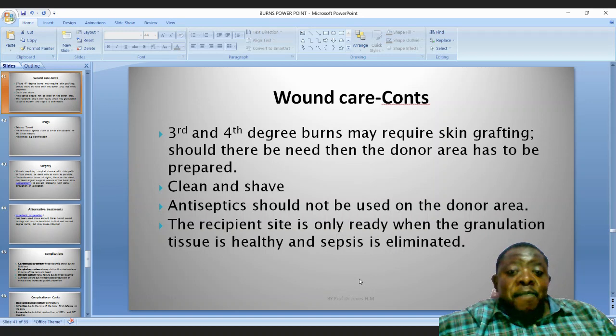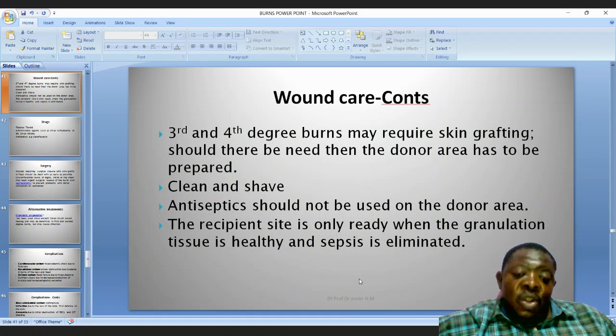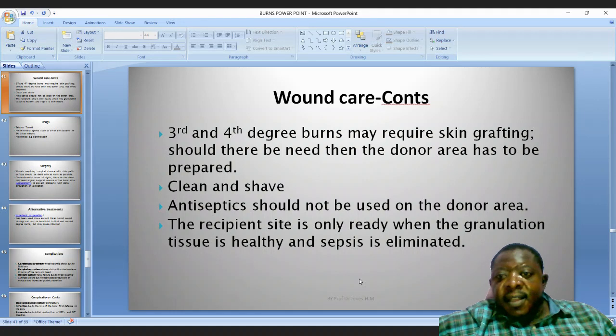Alternative treatments: we have hyperbaric oxygenation. It has been used since ancient times as it helps to aid wound healing. It may be beneficial in first and second degree burns, but it has a risk of causing infection.